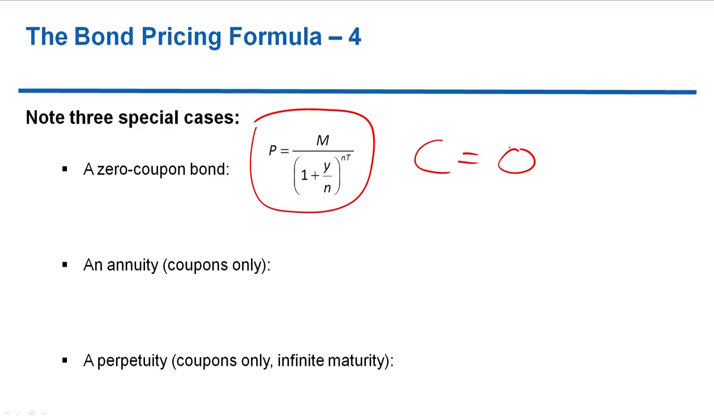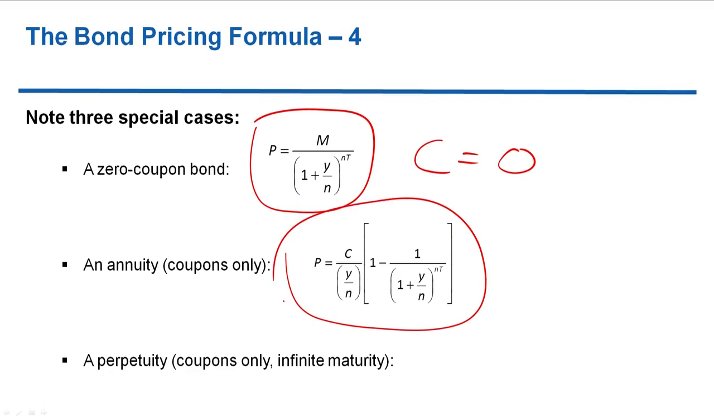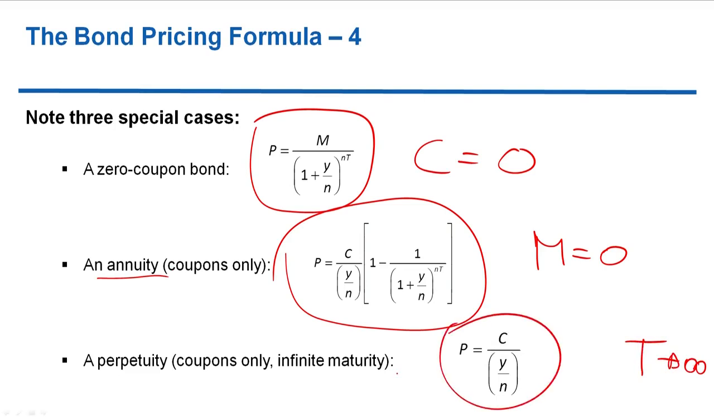We may also have bonds that pay coupons only and do not pay back the principal, and these kinds of bonds are called annuities. So in this case M is equal to 0. You're not getting the principal back, but you are getting a stream of coupon payments for the whole life of the annuity. And finally, if we set t to infinity, then we get a perpetual bond.